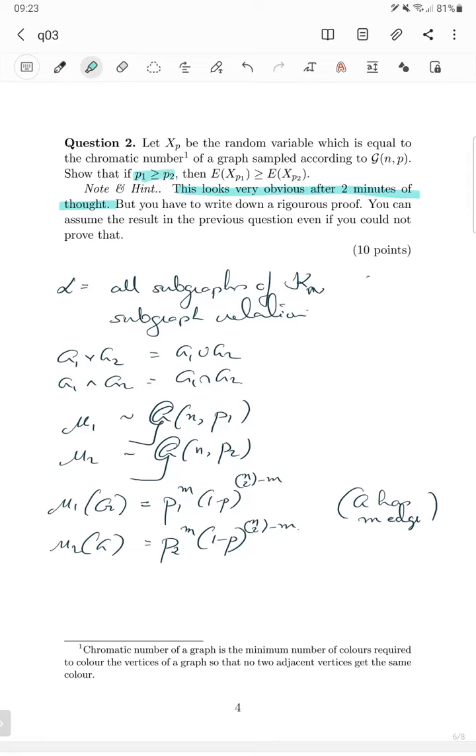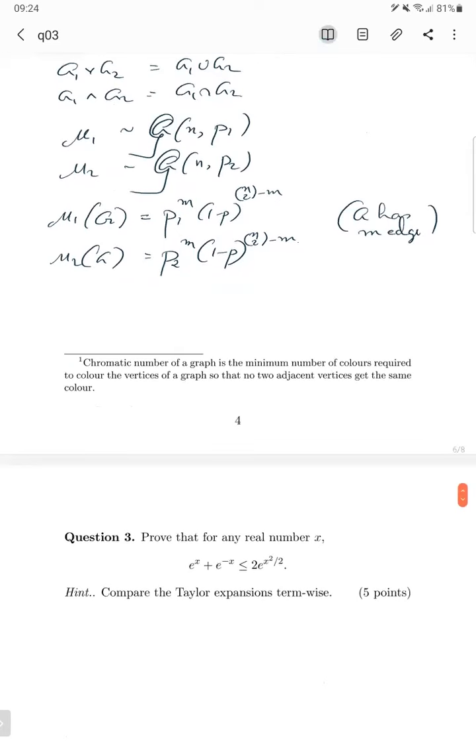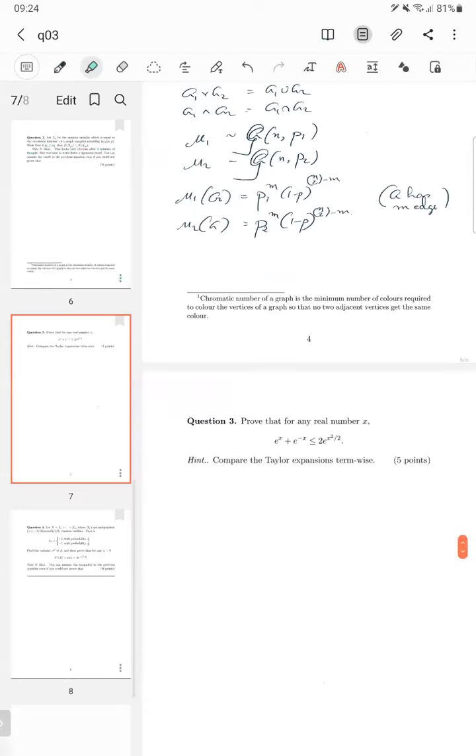And since chromatic number increases with density, that's why I said it looks obvious. If you are biased towards denser graphs, then the chromatic number, or at least its expected chromatic number, can only go up. So that is the hint part. But now, Umar, you can continue.